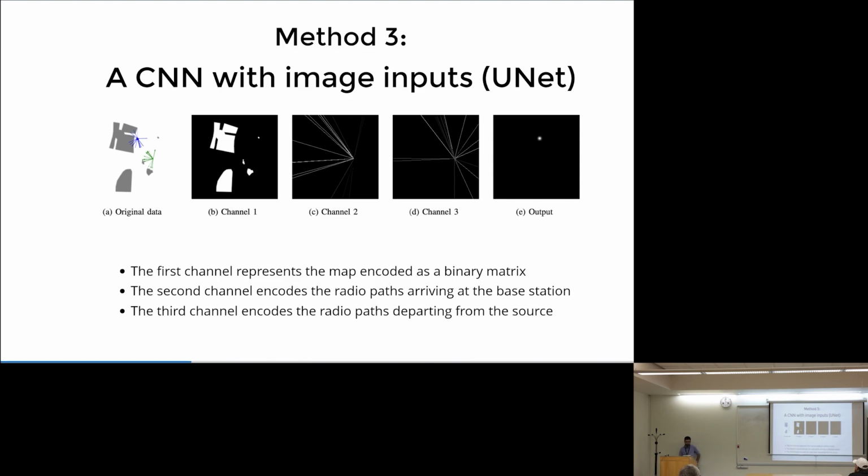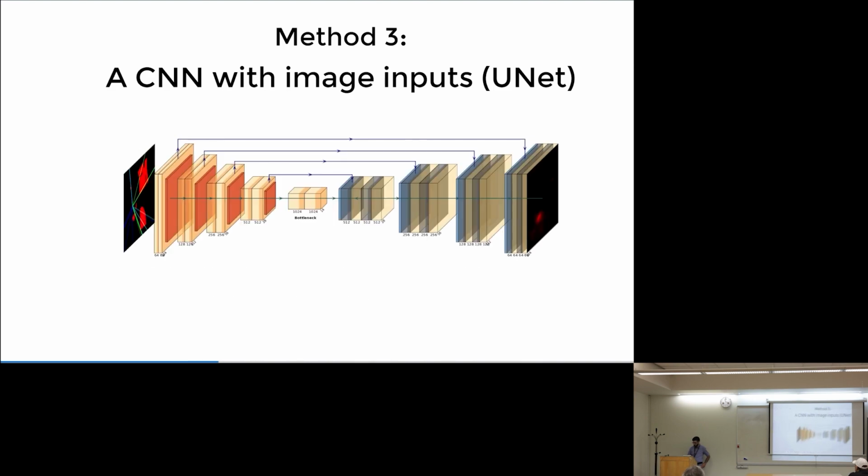On the third channel, we use the angle of departure information. So once again, we start from the base station location. We can't use the user equipment location because that's the thing we want to predict. And once again, we encode the time of arrival information in the pixels of these lines. We apply a UNet model which gives us a heat map of possible predictions.